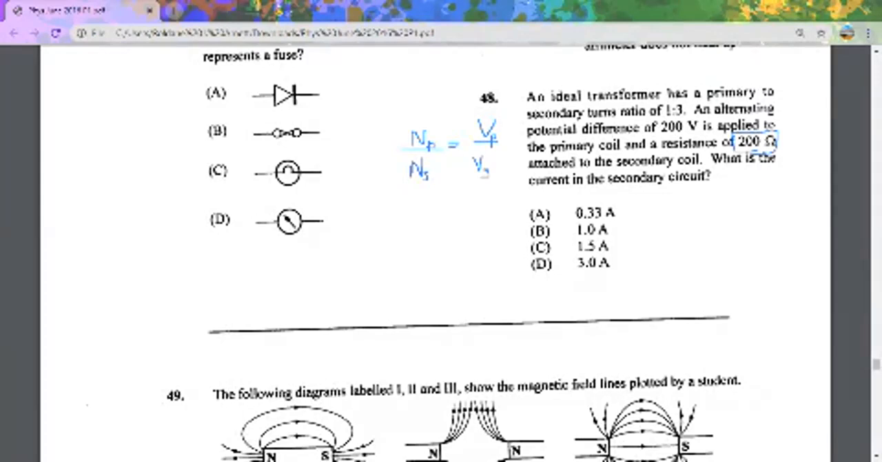When you put in all the unknowns and flip things around, we get that Vs is 600 volts. This would be 1 and this would be 3, just FYI. So if we have the voltage being 600 and we have a resistance of this, V equals IR, am I correct? Yes, I am. To get the current, you divide the voltage by the resistance, and that would be 3 amperes.